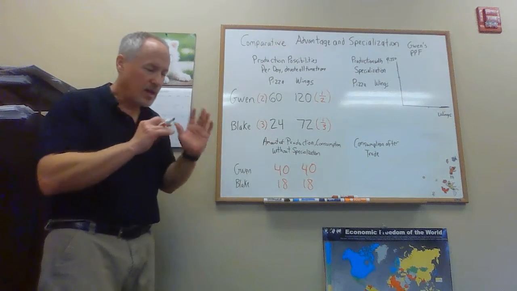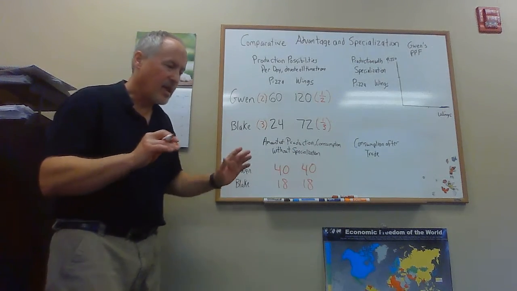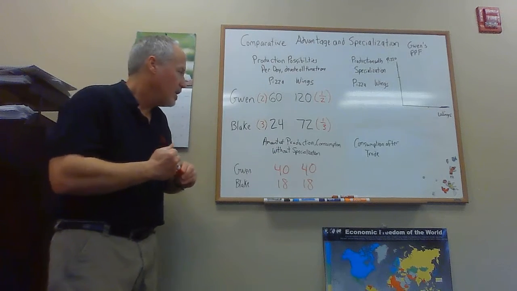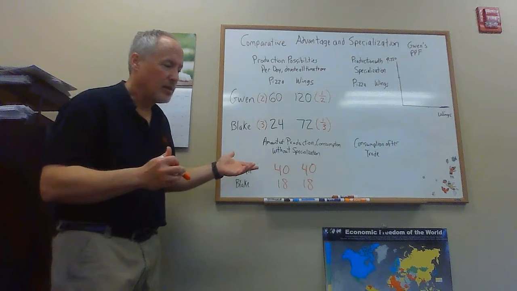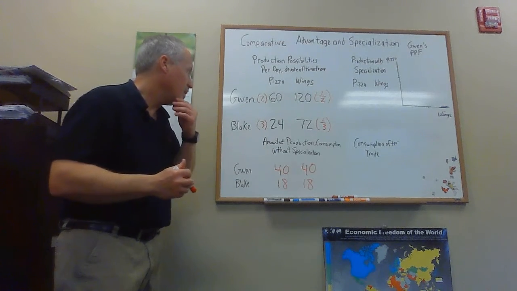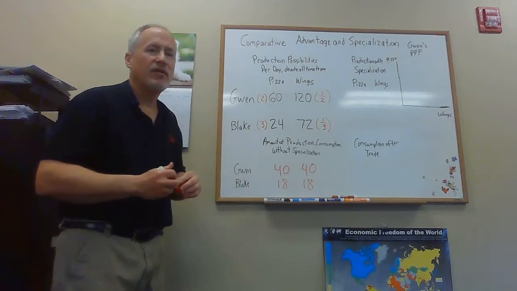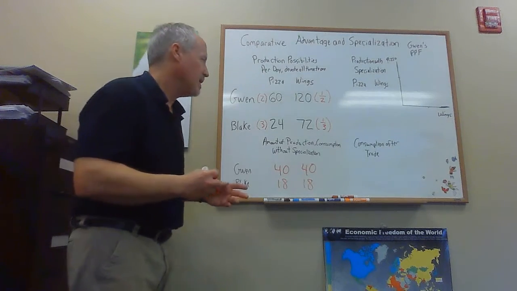So if they are not trading with each other, if they are isolated and on their own, we'll use this as a jumping off point. If they wanted to have equal amounts of the two goods, Gwen could have 40 pizzas and 40 wings. Blake could have 18 pizzas and 18 wings.